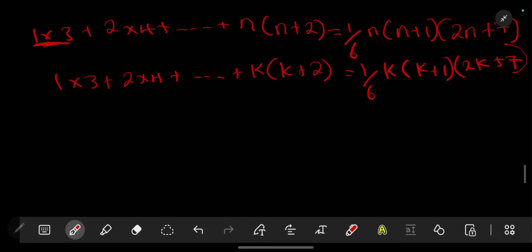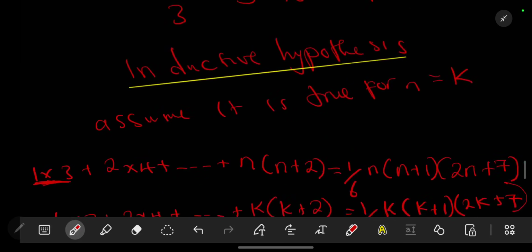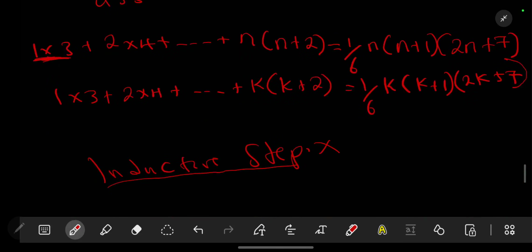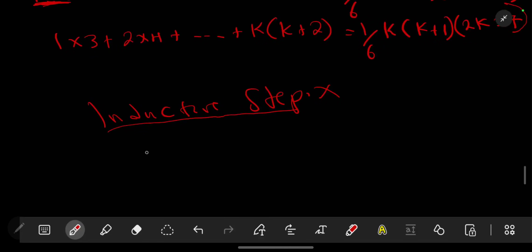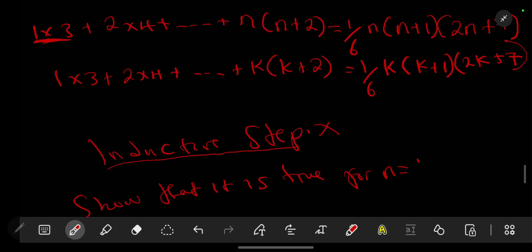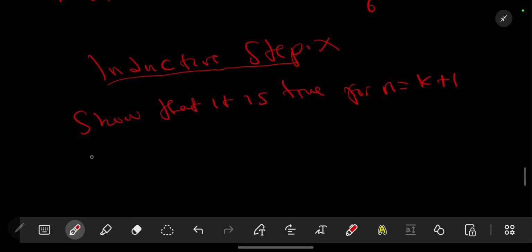So after doing that, we are assuming that it is true. So we go now to the inductive step. So in the other video, it was just a slight mistake where there was an interchange of these two, but everything was very much alright. So we are going to show that it is true for n is equal to k plus 1. Now how we are going to do this is by adding this same k plus 1. We are not going to substitute, but we are going to add.